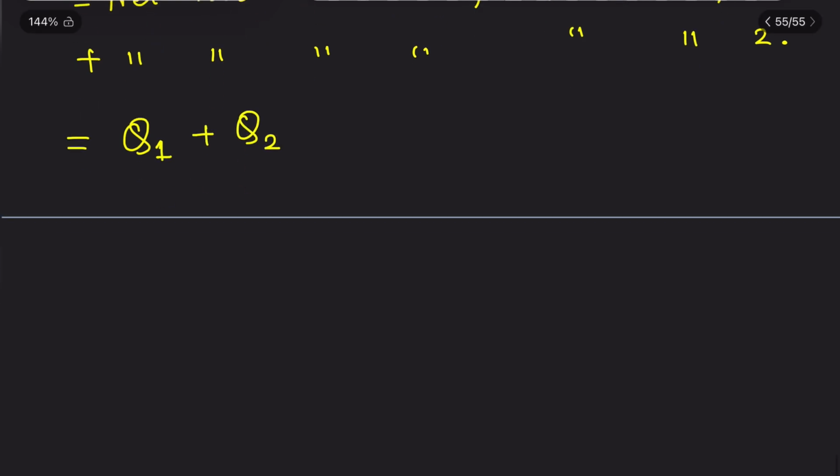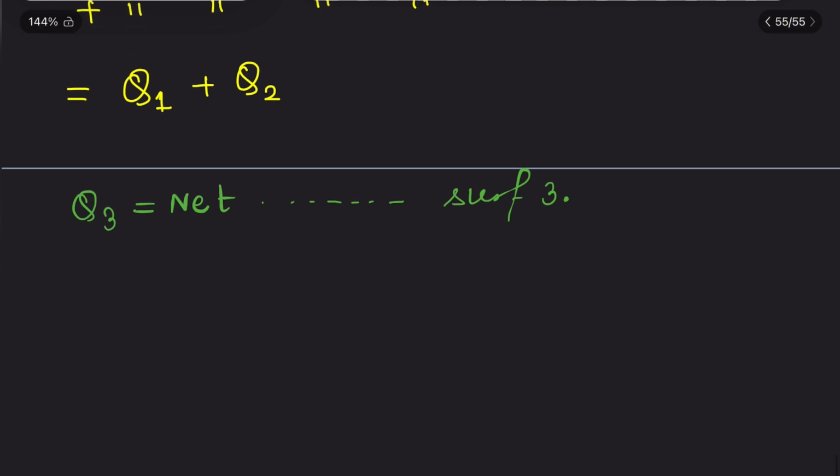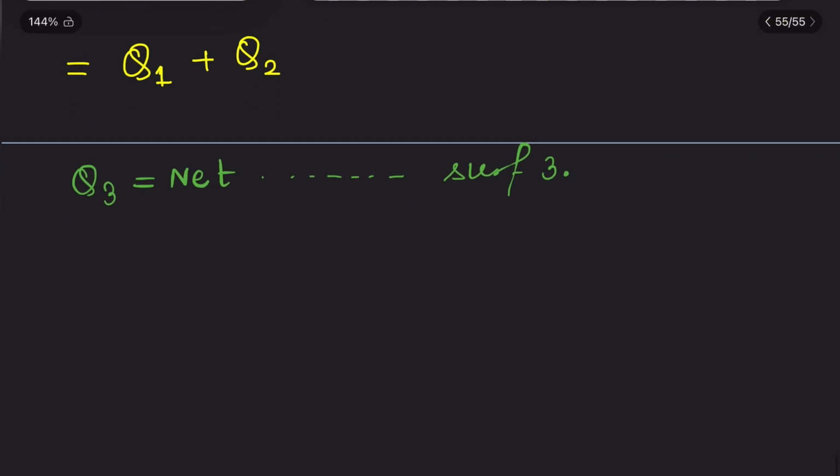Now you see, if I define anything like Q3, what is this? The net radiation heat transfer from surface 3. If I define anything like Q3, then because it is a steady state problem, inside this imaginary enclosure also I must have this thing.